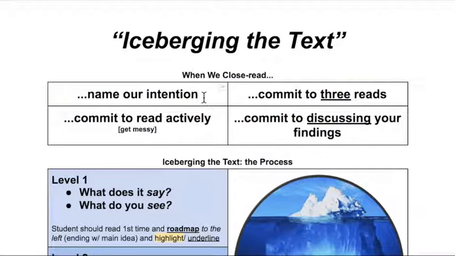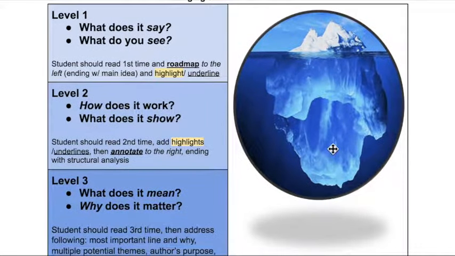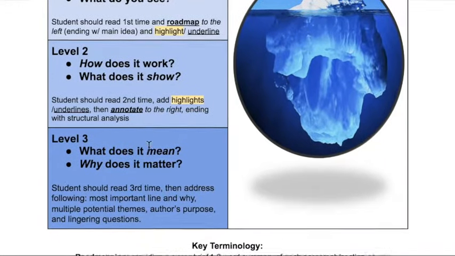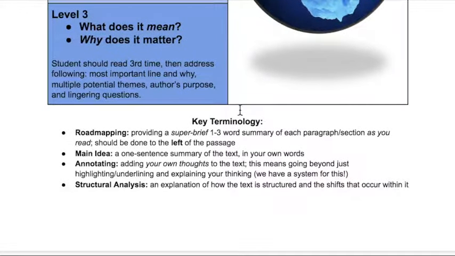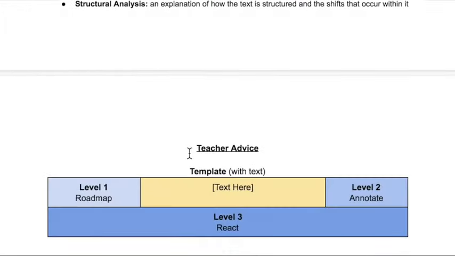The intention part is critical, but then also making sure students are reading the text 3 different times, that they are actively reading in terms of getting messy with the text, and that you are building in discussion along the way. Remember, there are 3 levels of iceberging the text and different steps to complete with each one. Refer back to the previous video with a thorough walkthrough of these 3 levels. And I've got my key terminology here. This document's also posted underneath in the description of this video. But let's get to my teacher advice.